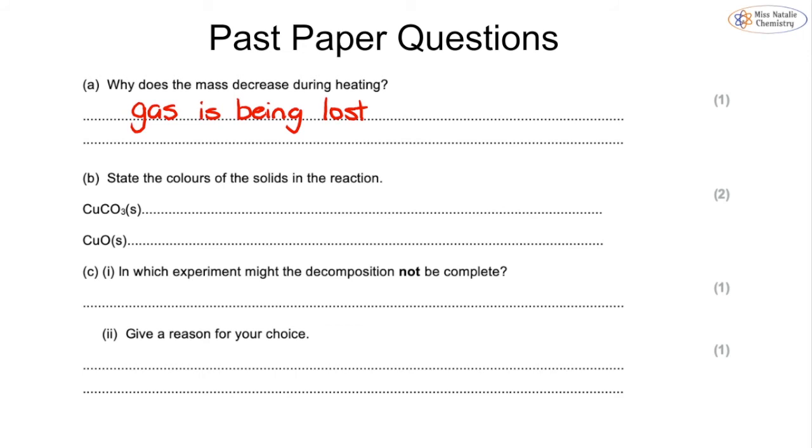Now, for stating the colours of the solids, you may not have covered this just yet. Again, depending on the order that your teacher is going through, you would cover this in topic 2C, which would be gases in the atmosphere. But copper carbonate is going to have a green colour, whereas copper oxide is black in colour. So don't worry if you didn't know that just yet. You will know this once you finish all of the course. But of course, in an exam, the expectation is that you have finished the course, so they do sometimes mix in different topics. So which experiment might the decomposition not be complete?